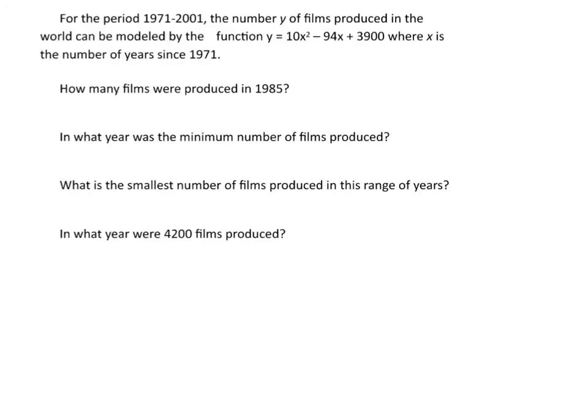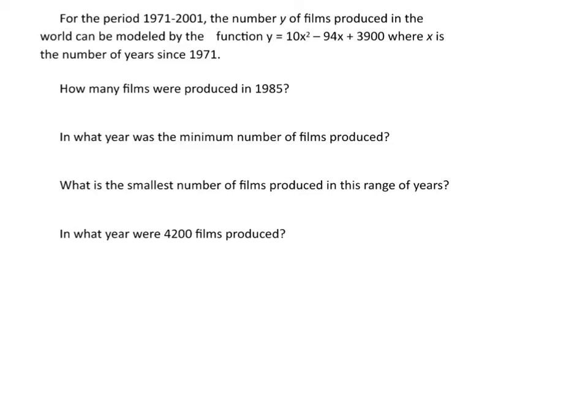Okay, so like usual, I do suggest that you pause the video and write down the actual question so that you can refer back to it and use your notes to help you study for the test and the final. All right, so the information says, for the period from 1971 to 2001, the number y of films produced in the world can be modeled by the function y equals 10x squared minus 94x plus 3,900, where x is the number of years since 1971.